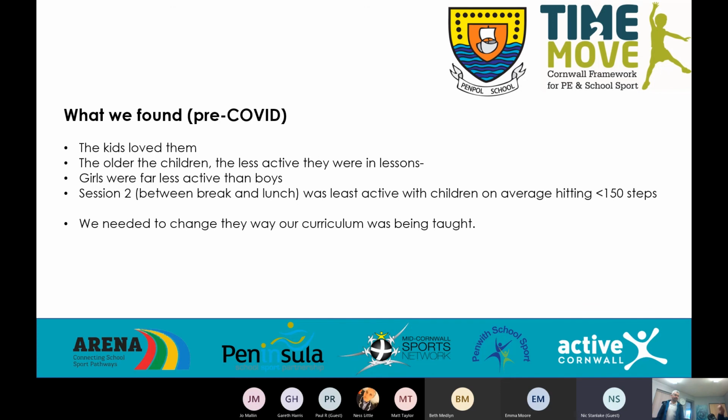So for some of them, they were less than half of the most active, and that comes down to not only their choices at break times and lunch times, but if they're not going to choose to be active, it falls on us as teachers to find ways in which we can improve those inactive times. And as you can see, session 2 between break and lunch tends to be the least active, and for me, that's when I teach English and reading and spelling. So on average, my class were hitting less than 150 steps in an hour and a half.